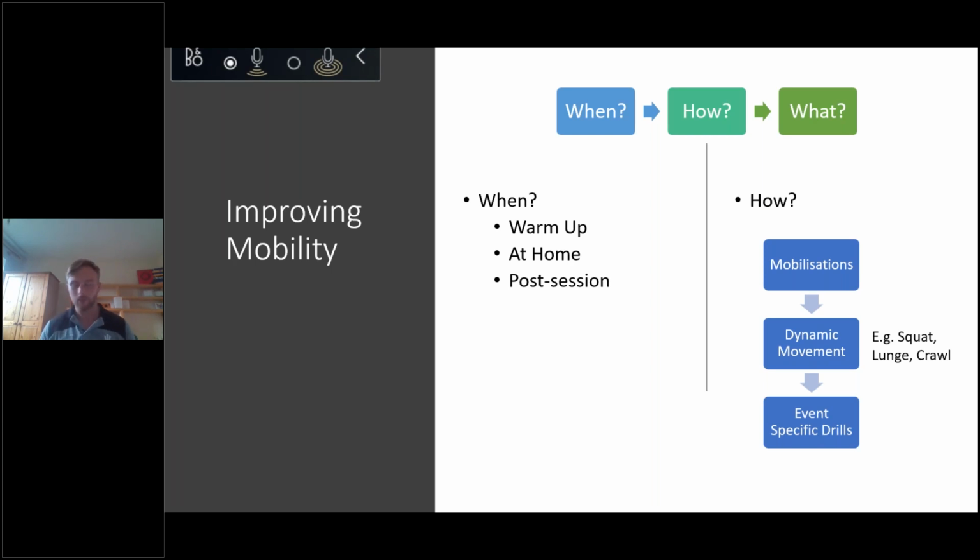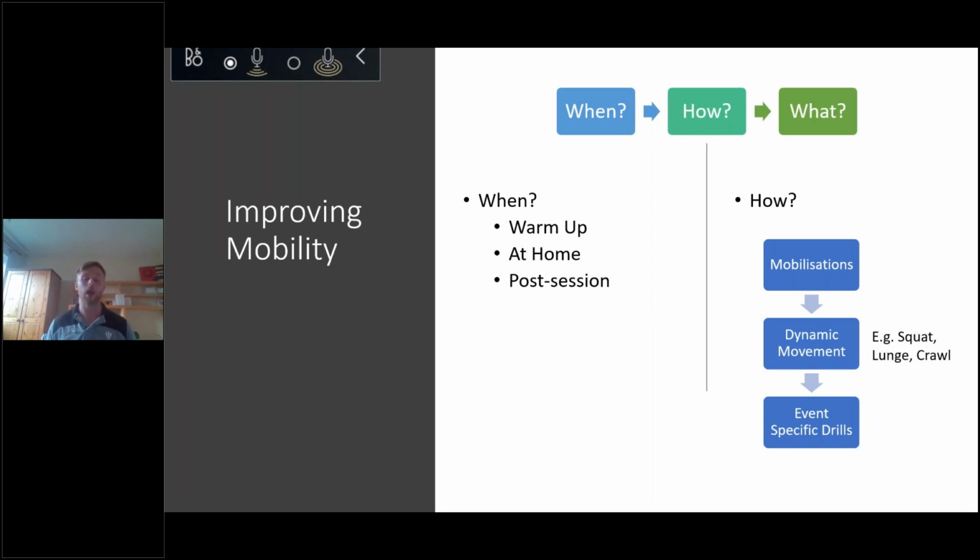So in order to do that a bit more effectively, rather than just doing your traditional stretching and then not really integrating that into the event specific work, I like to go through this process whereby we're integrating everything seamlessly into the event specific stuff that I'm doing. So I'm working on my mobilizations first in my specific areas, which I've already targeted based on my observations. And then going into some more dynamic movements.